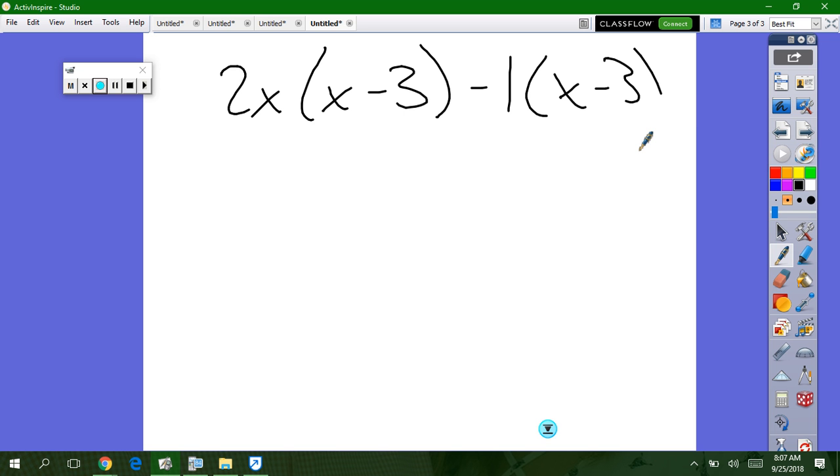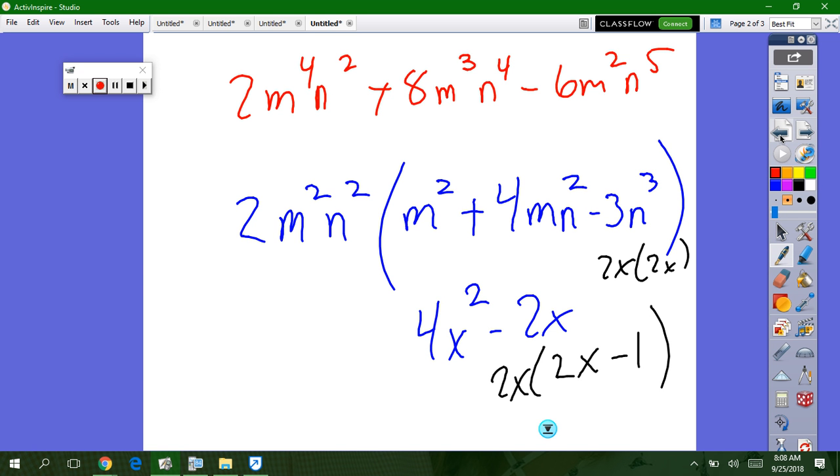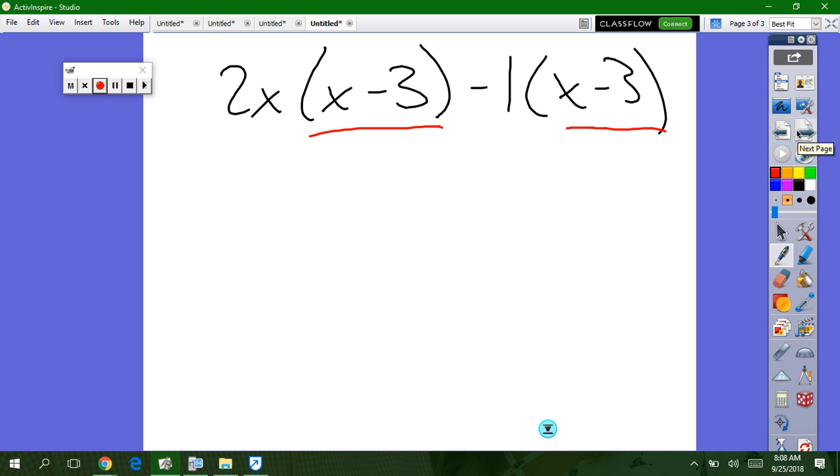Okay, this one people struggle with seeing a little bit more. But what do they have in common? They have x minus 3's, don't they? Does everybody see that? Because this is 2x times, just like it was on our previous example. There's more than one thing, right? There's 3 things here. Okay, same thing here. There's 3 items. 2 times x minus 3, right?